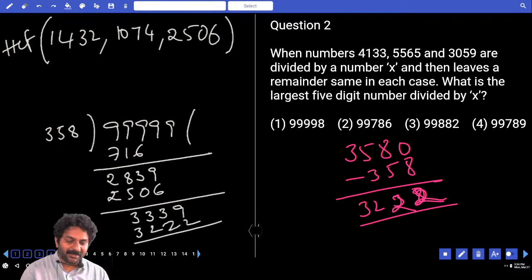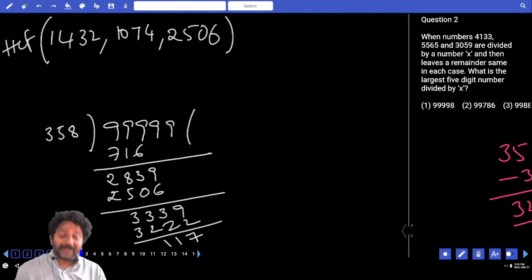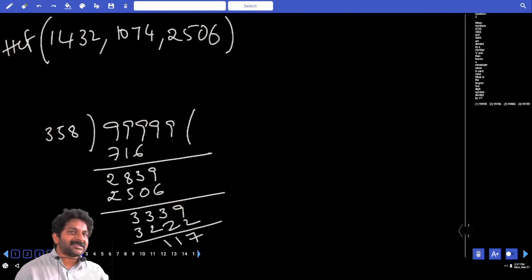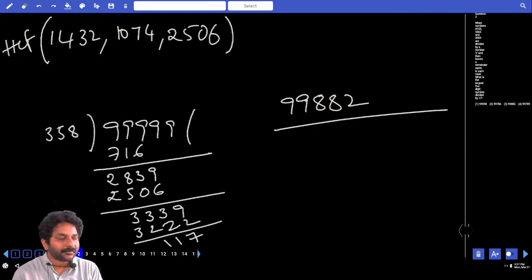Now how much is the remainder that you have? 117. If you have remainder 117, that means 99999, the largest 5-digit number that we started with, is definitely not a multiple of 358. To make it that multiple, 117 must be subtracted. Then the answer is 99882. Final answer. Over.